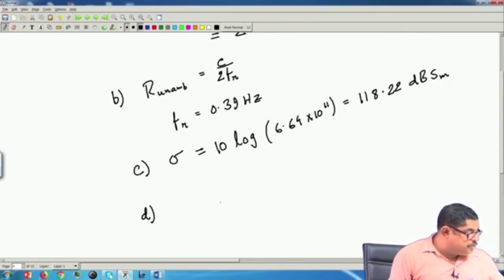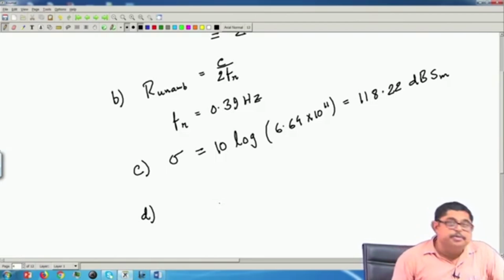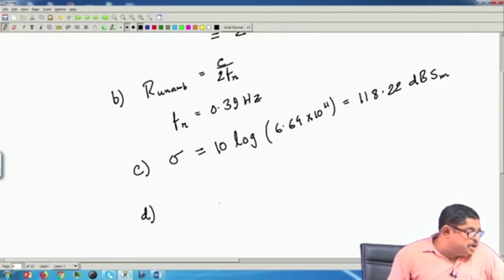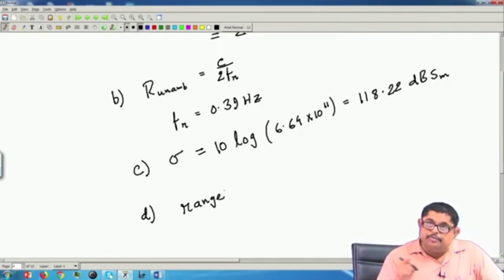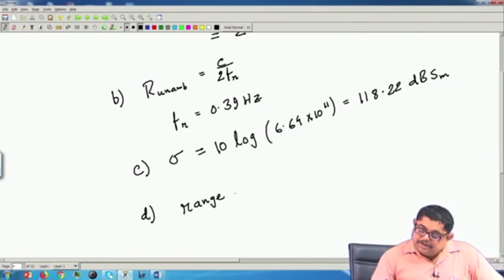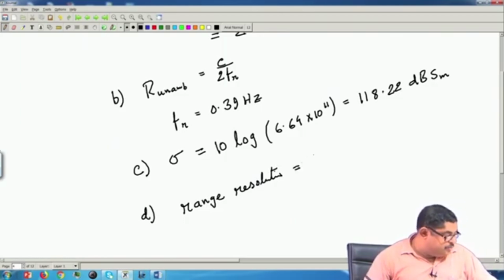Then part D: what pulse width will you choose? That is an interesting problem: to resolve craters of 1 kilometer diameter. That means your range resolution, because craters will be in the direction of your range. So, range resolution should be 1 kilometer.